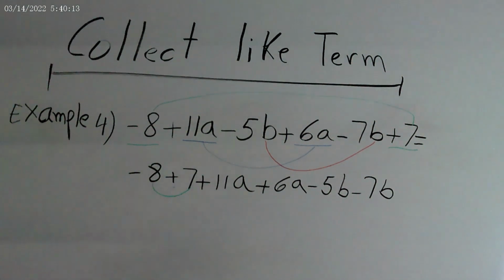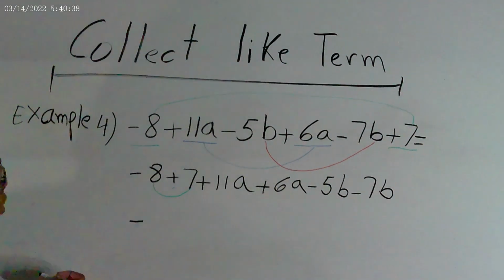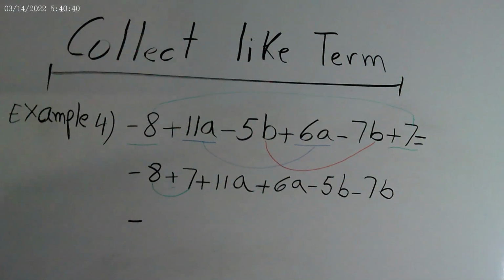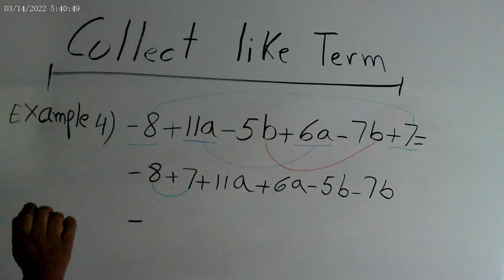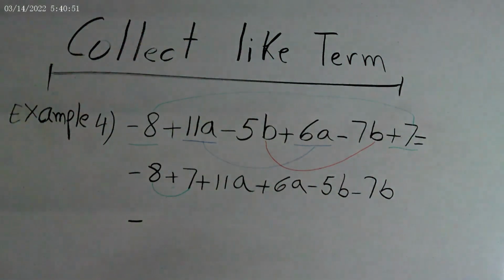So what are you going to do? Subtraction. And you keep the sign of the biggest number, which is the minus 8. 8 is bigger than 7. So you keep the sign of the biggest number, which is the minus. Okay? So you have the minus sign here. Because the sign is different, you are going to do subtraction. If you have 8, take away 7, it's 1.